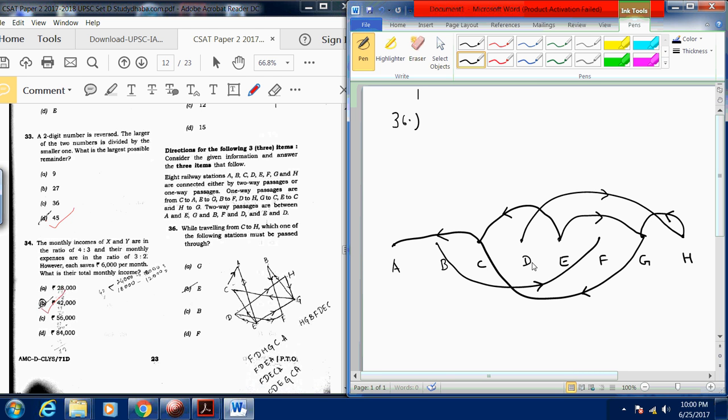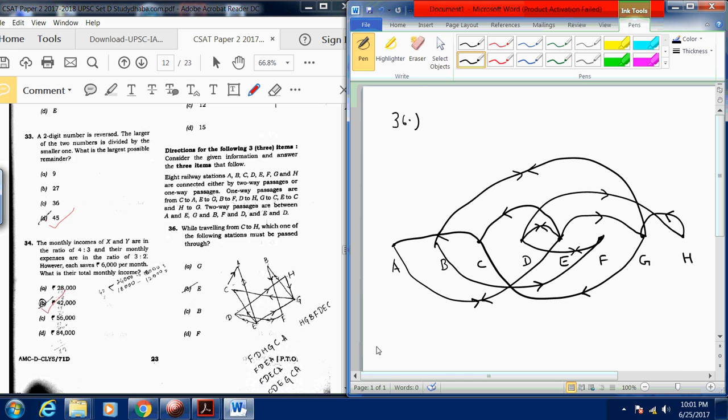And two-way passages are between A and E. So you can draw this like this, A and E. It's a two-way passage. Then G and B. This is again a two-way passage. And F and D is a two-way passage. And E and D is also a two-way passage.